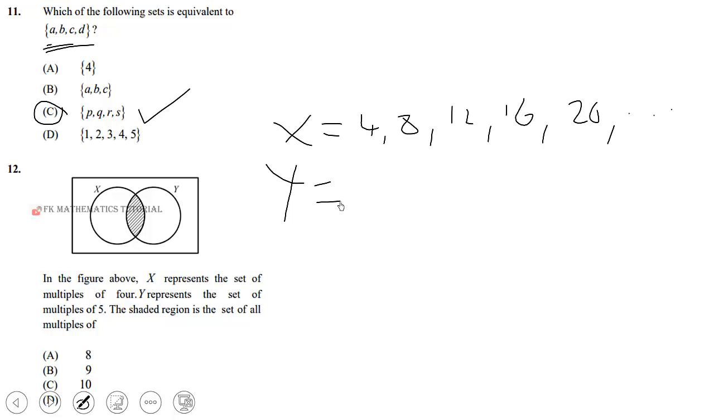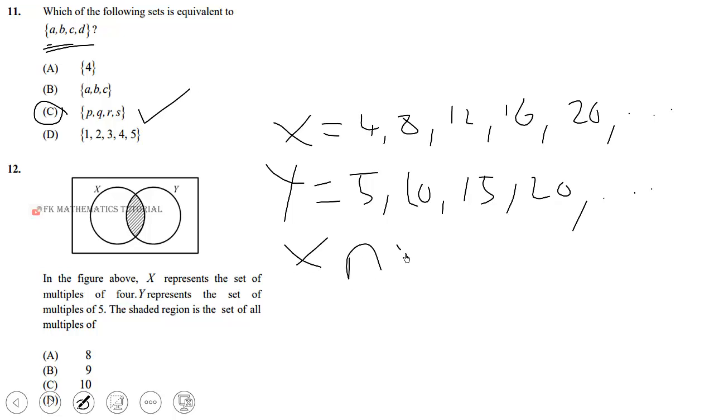Then Y will be 5, 10, 15, 20, and so on. So X intersection Y will be equal to 20, 40. The next intersection will be 40, and the next will be 60, like that. So the correct answer is option D, 20.